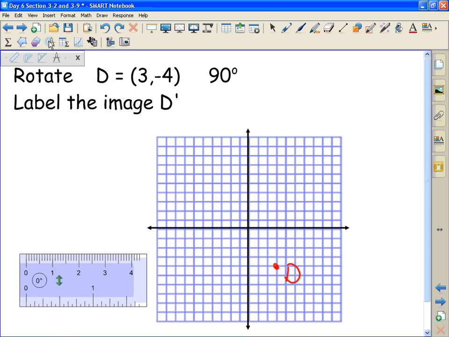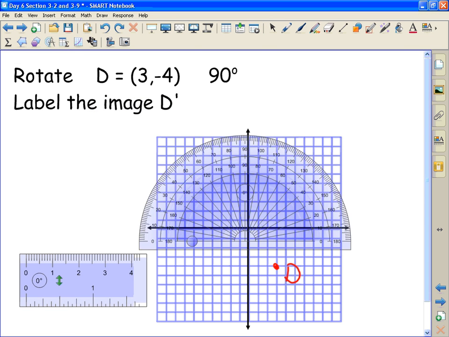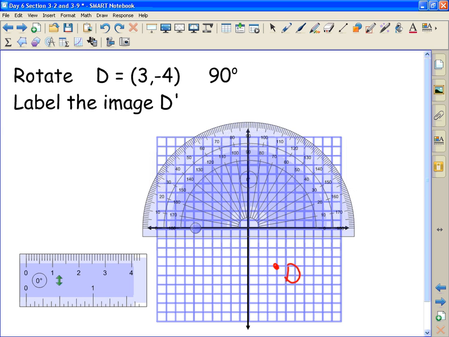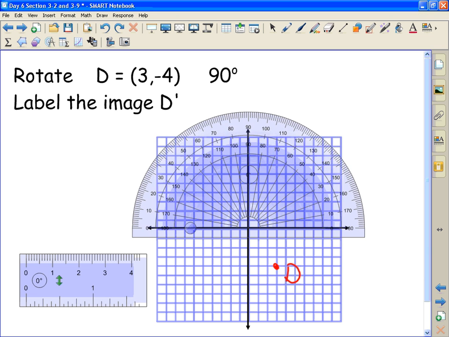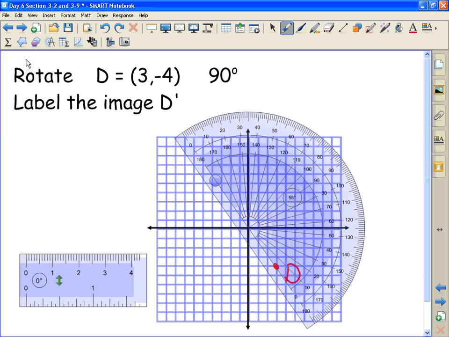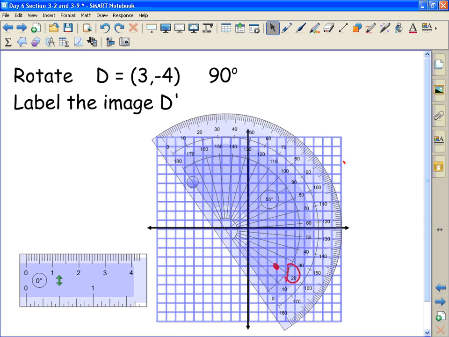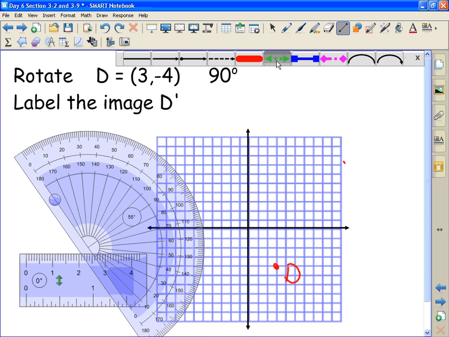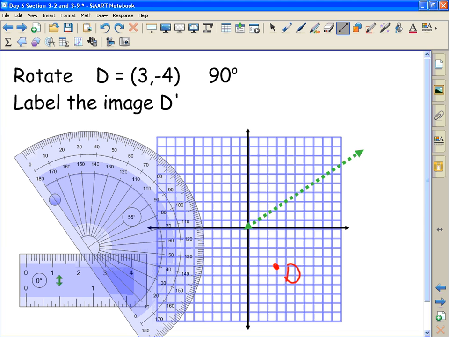I want to rotate 90 degrees. Take out my protractor again. I'm going to rotate it 90 degrees about the origin, so about the point 0, 0. Now 90 degrees positive means I'm going to go counterclockwise. So place 0. Right there's 90. Draw myself a line. I now know that D primed has to be somewhere on the green line.